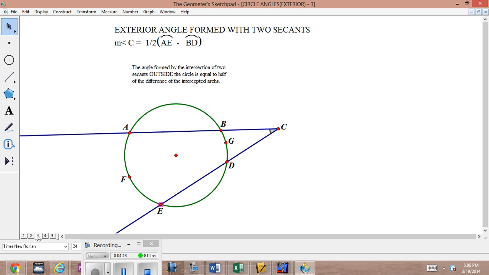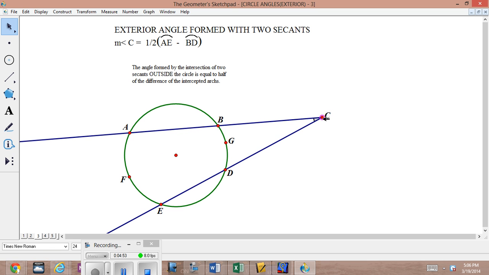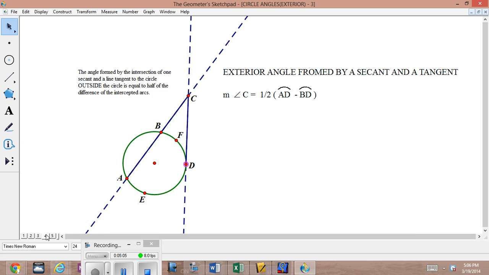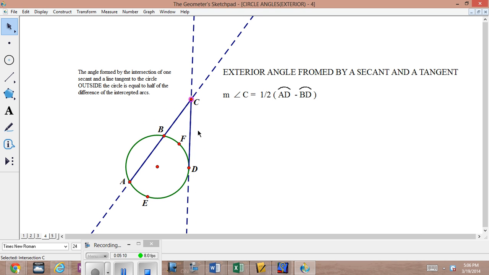Now, for exterior angles, there are three types. Exterior implies that the vertex point is outside the circle. The exterior angle will always meet up with two arcs, the one closest and the one furthest away. Here's another exterior angle. The angle vertex is outside the circle. It meets up with two arcs, the closest one, BFD, and the furthest one, AED.